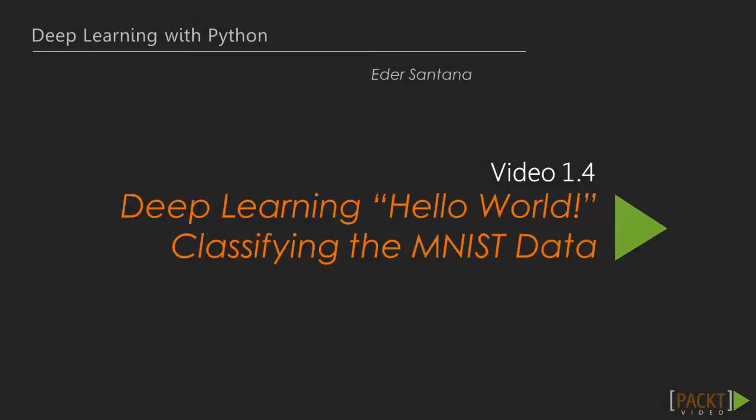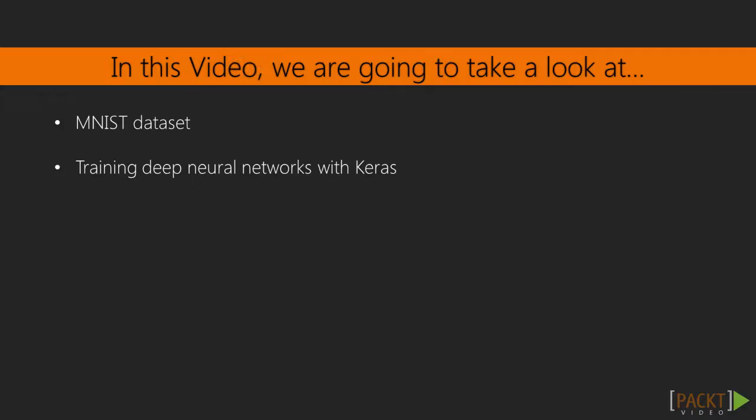Hello, welcome to section 1, video 4, Deep Learning Hello World. Here we are going to train a deep neural network with Keras. In this video, we are going to take a look at the MNIST dataset of handwritten digits, which is the most basic dataset studied in deep learning. After that, we are going to train a deep convolutional neural network to classify images of handwritten digits.